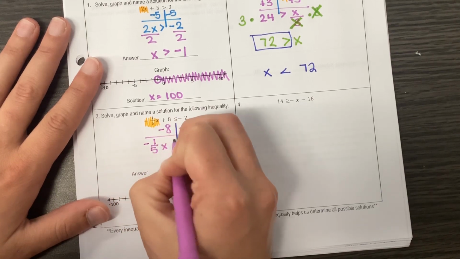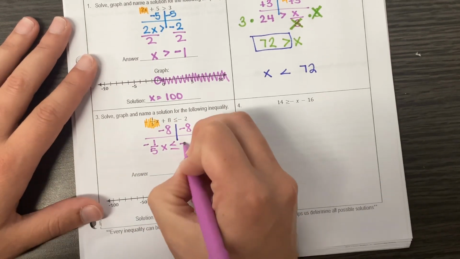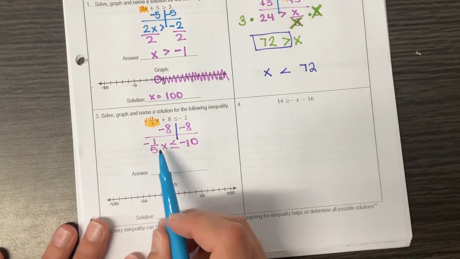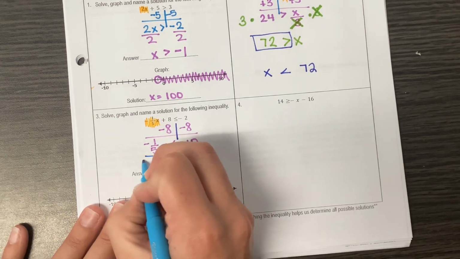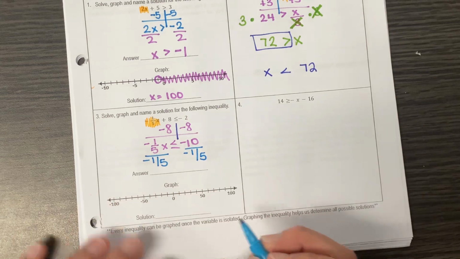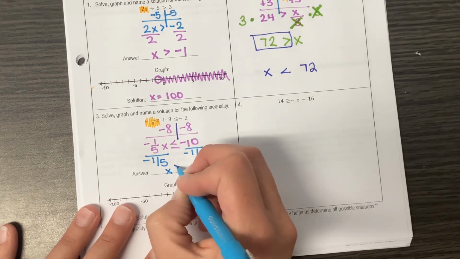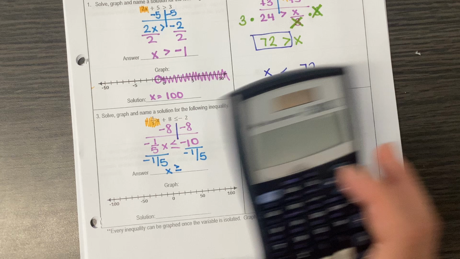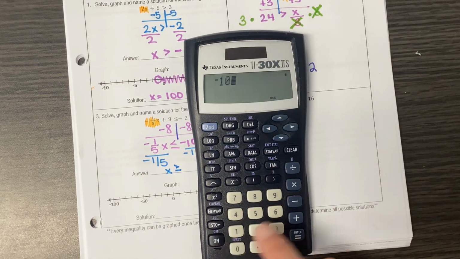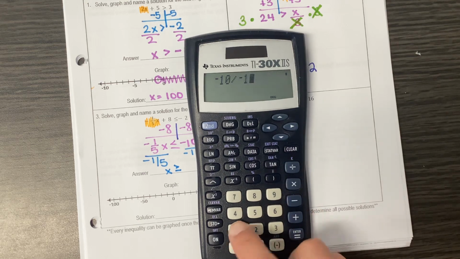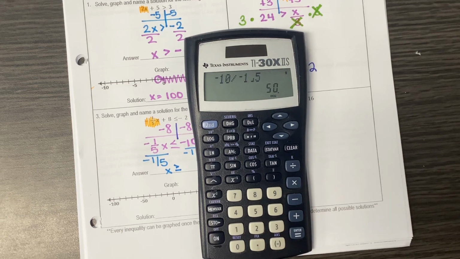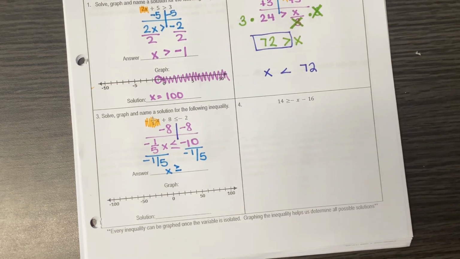Negative 1/5 x is less than or equal to, and we get a negative 10. Because your negative 1/5 is directly attached, we're going to divide by negative 1/5. Again, that x was a negative with that 1/5. So when I write my answer, x, I have to flip my sign. We're going to type this in our calculator. So I have negative 10 divided by a negative 1/5. This is my fraction, that a, b, c, and we get 50. So a positive 50.